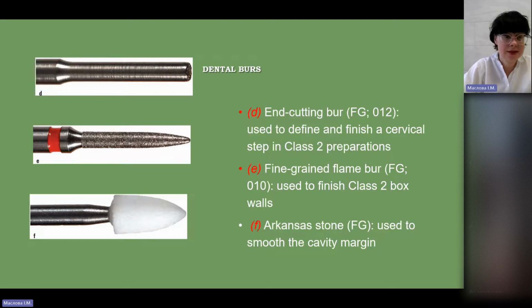And the last type of bur is the Arkansas stone, used to smooth the cavity margin in the last stage of cavity preparation. Smoothing the cavity margin improves adhesion of dental materials, chemical adhesion first of all, and mechanical adhesion too.